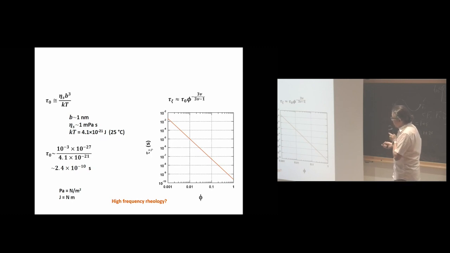Then for the relaxation time of the blob, you add this concentration dependence to get this relation. At volume fraction 1, the melt, you have this monomer relaxation time. It rapidly increases, however, it is still very small. For 1%, roughly, it's 10 to the minus 5 seconds, 10 microseconds. So is it possible to measure that rheologically? This is the question.